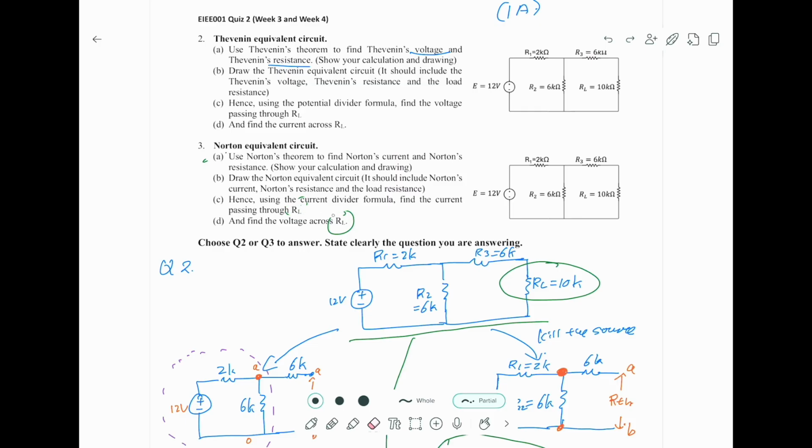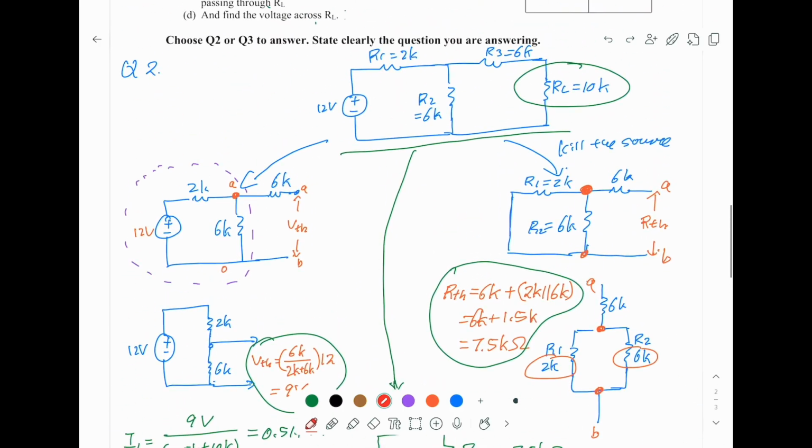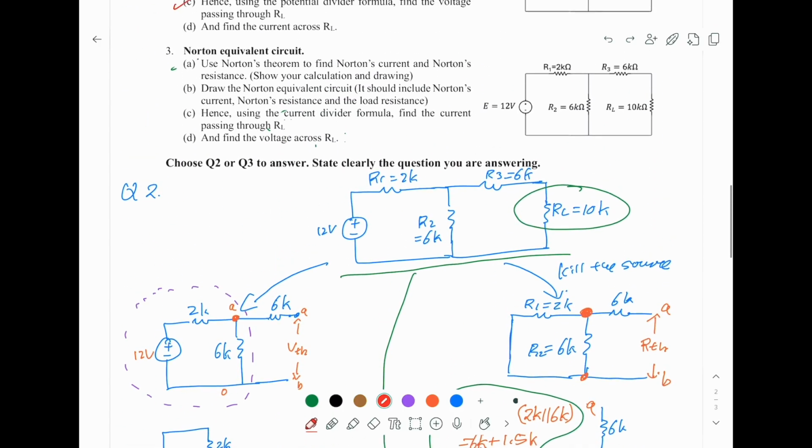Just clear up here. Beg your pardon. We are still working on number 2. So we done this one, done this one. So the next one is, there's the same circuit. Can we solve all this one with the Norton theory instead of Thevenin? The answer is yes, we can still do it. Let's do this one here.